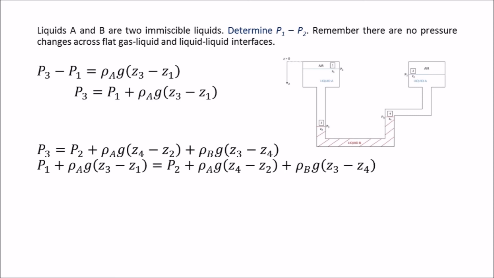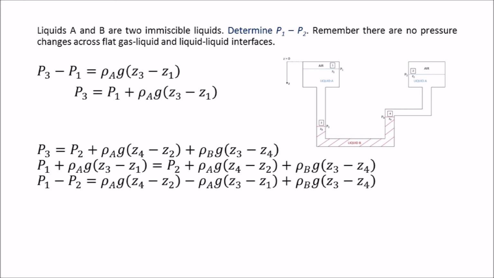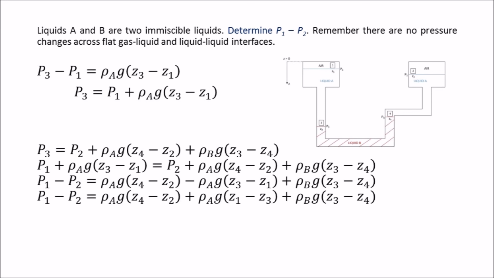Then substituting the expression we previously found for P3, we are able to determine the desired pressure difference P1 minus P2, and if desired, this expression can be simplified, resulting in terms corresponding to the densities of each liquid.